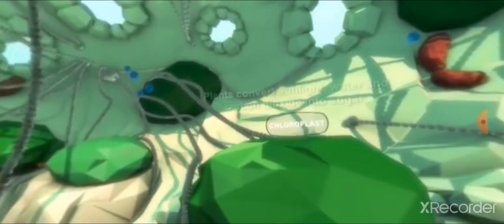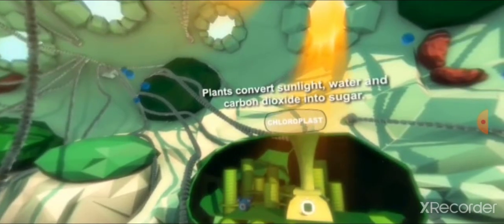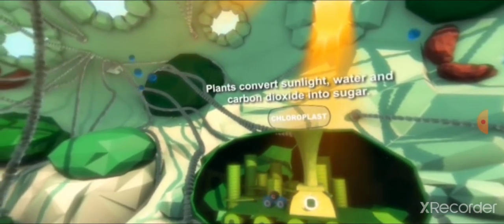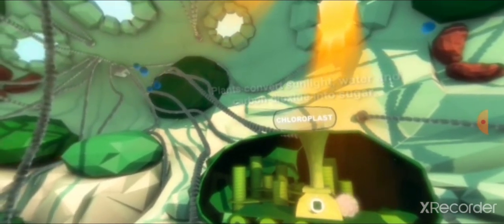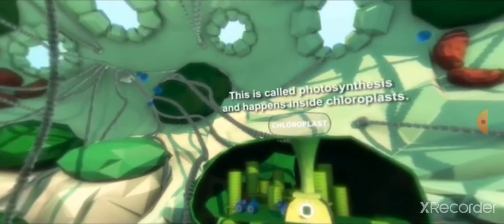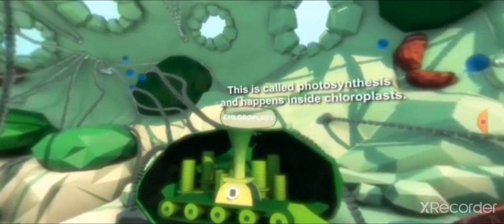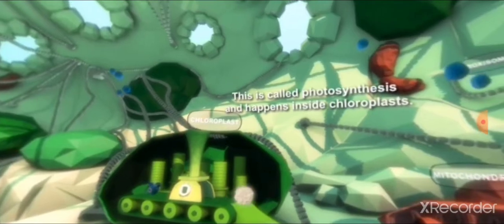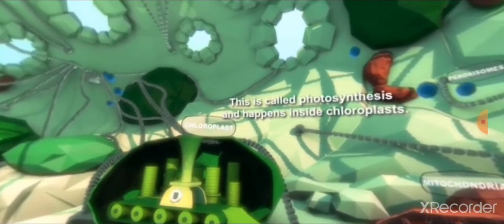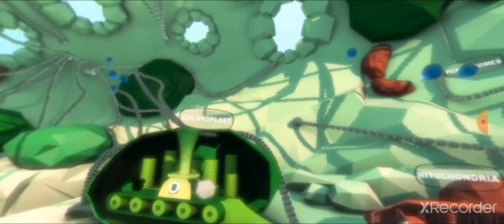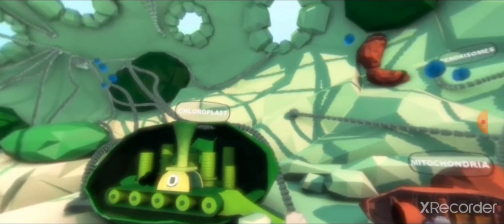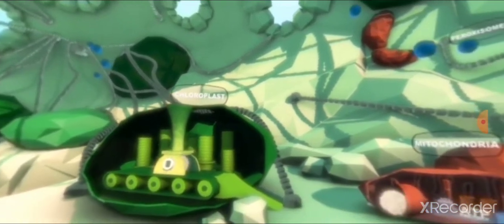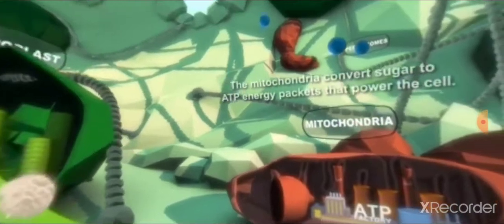See here, children, there is a green colored pigment called chloroplast. Plants convert sunlight, water and carbon dioxide into sugars. This happens inside the chloroplast, that is photosynthesis. That's why the chloroplast is called the kitchen of the plant. It provides nourishment, food required for the whole cell to survive.